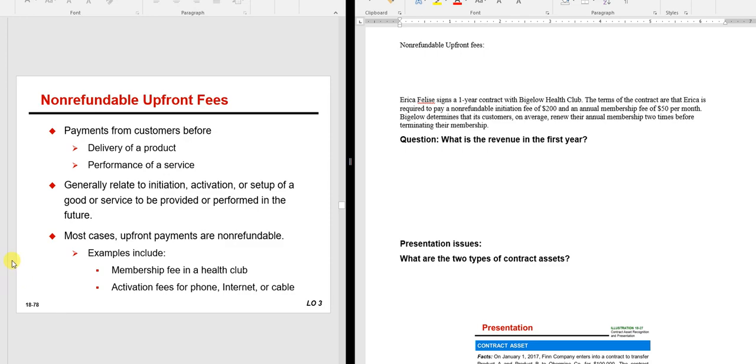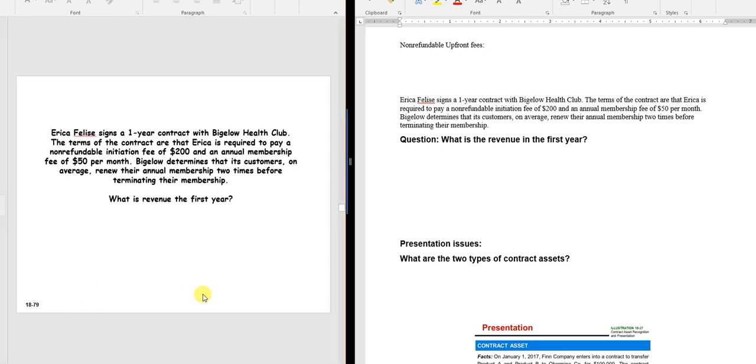Okay, so we're going to actually do one here. I think I just added this. Erica Felice signs a 1-year contract to Bigelow Health Club. The terms of the contract are that Erica is required to pay a non-refundable initiation fee of $200 and an annual membership fee of $50 per month. Bigelow determines that its customers on average renew their annual membership 2 times before terminating their membership. So in other words, we need to figure out how long that non-refundable initiation fee covers to recognize the revenue.